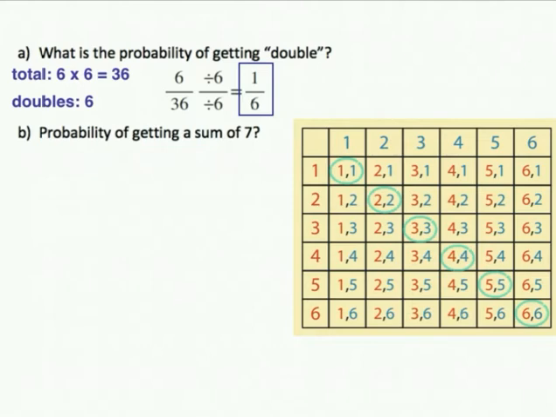So 6 over 36 is your probability of rolling a double, but then that simplifies because both 6 and 36 can divide by 6. So you have a 1 out of 6 probability of rolling your 2 dice and getting a double.